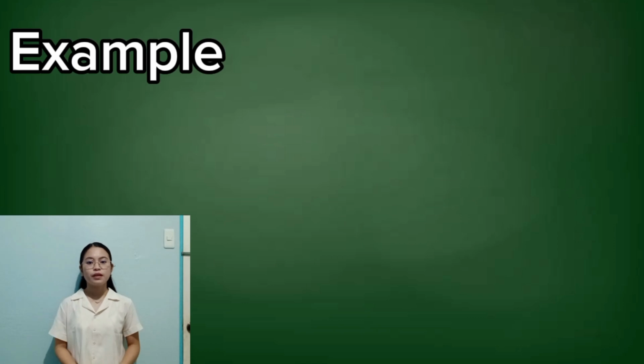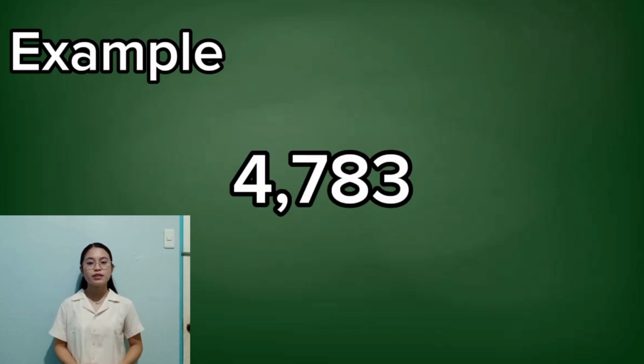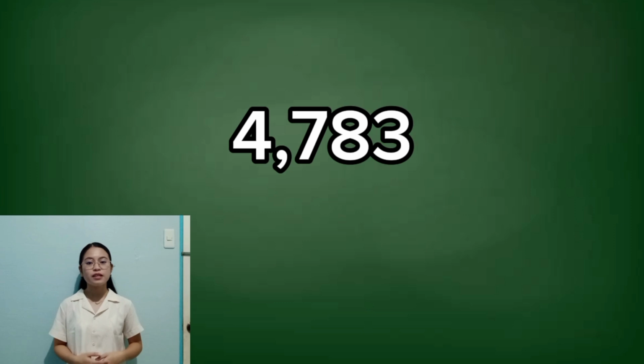For example, if we take the number 4,783, each digit has a place value. The 4 is in the thousands place, meaning its value is 4,000. The 7 is in the hundreds place, so its value is 700. The 8 is in the tens place, meaning its value is 80. And finally, the 3 is in the ones place, which stays as 3.